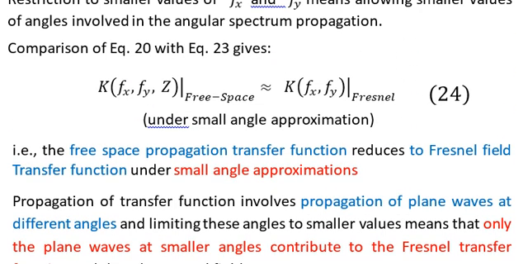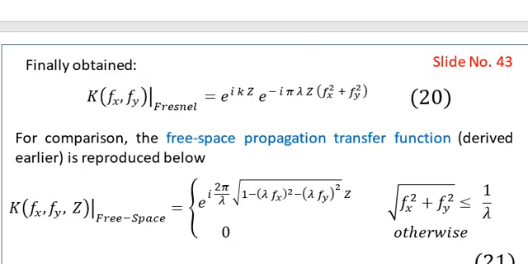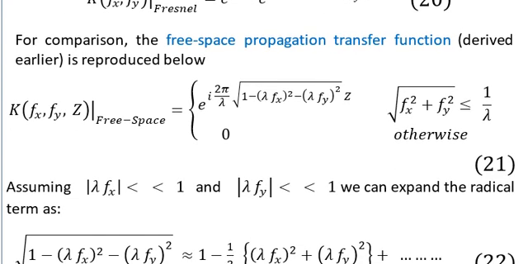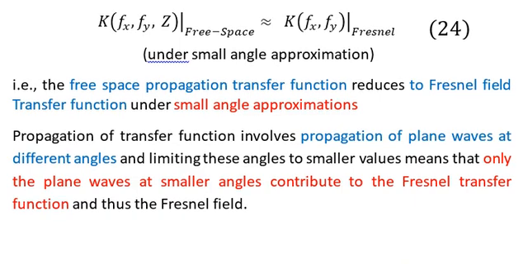So you see that here we obtained the condition that when we write the transfer function of the Fresnel, it means that the built-in characteristic which we obtained from the transfer function of free space is that small angles are involved. That is, the Fresnel transfer function holds under the small angle approximations applied on fx and fy. So we can equate the two transfer functions.